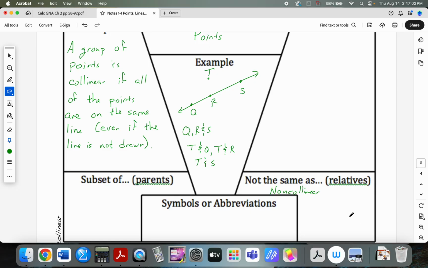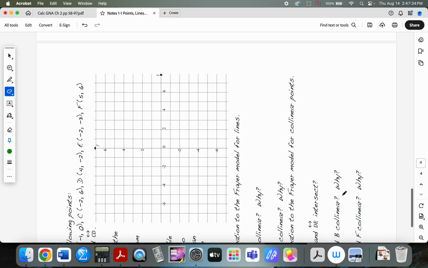A set of non-collinear points from this same drawing would be, for example, T, Q, and R. Are T, Q, and R all on the same line? No. There is no one line that will contain T, Q, and R. All right, let's move on.